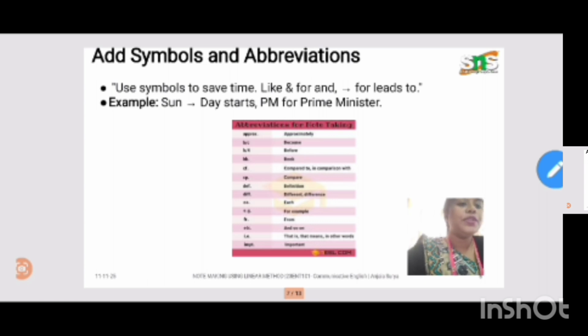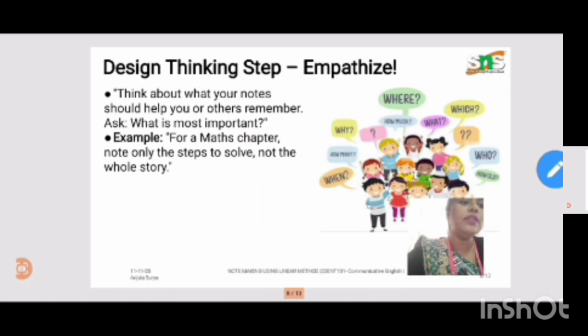For example, they use abbreviations. If it is because, they use b slash c. Before, b slash f. For book, they do not write book, instead they write bk. The next one is compared to, in comparison with. How do they define it? They just write cf, that's enough. How do they use from? fr dot, etc. And ie, important, impt, that's it. So this is how abbreviations are used in the linear method.